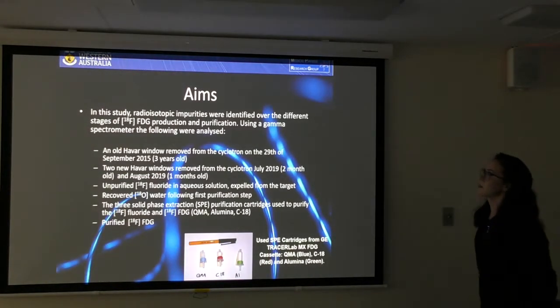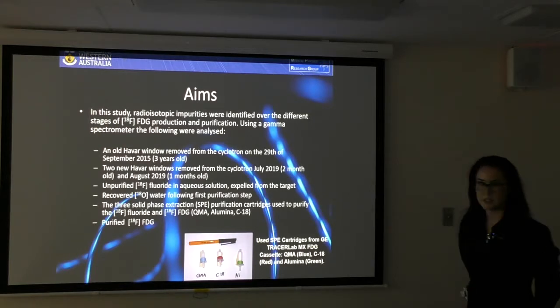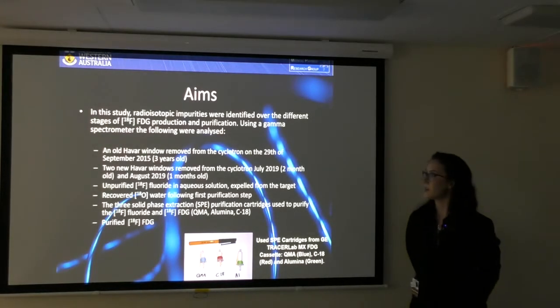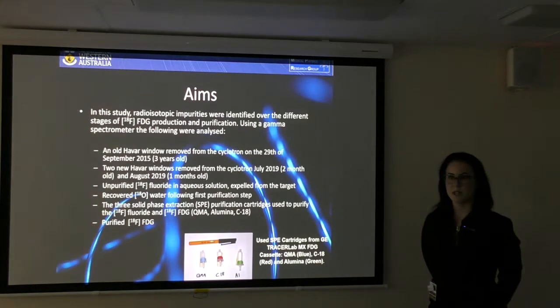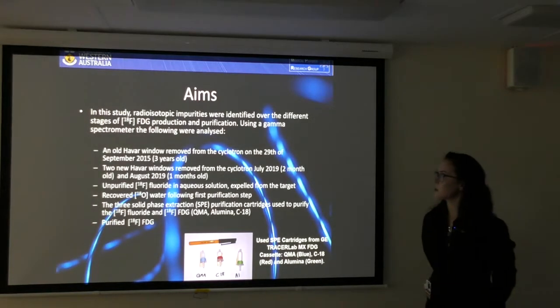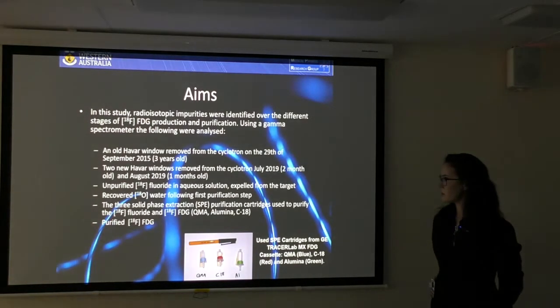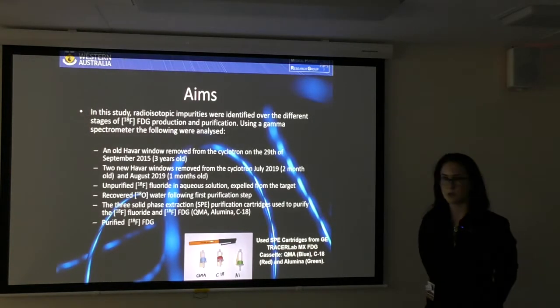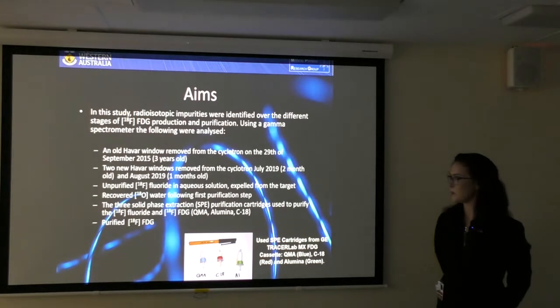So the aim of this study is for the radioisotopic impurities to be identified over the different stages of F18 FDG production and purification using a gamma spectrometer. I analysed the following. I had an old Havar window, and at the time of measurement it was 3 years old. I also analysed 2 new Havar windows, and they were removed from the cyclotron in July 2019, so they were 2 months and 1 month old at the time of measurement.